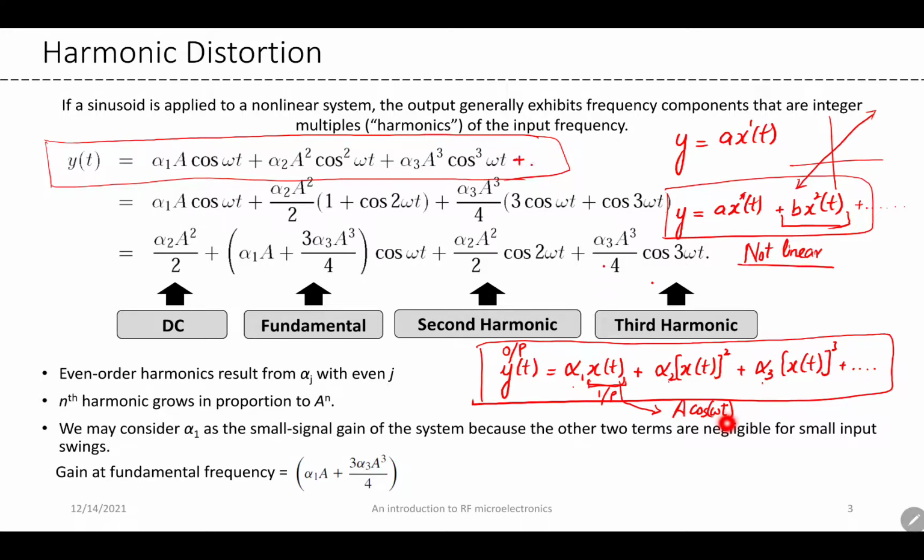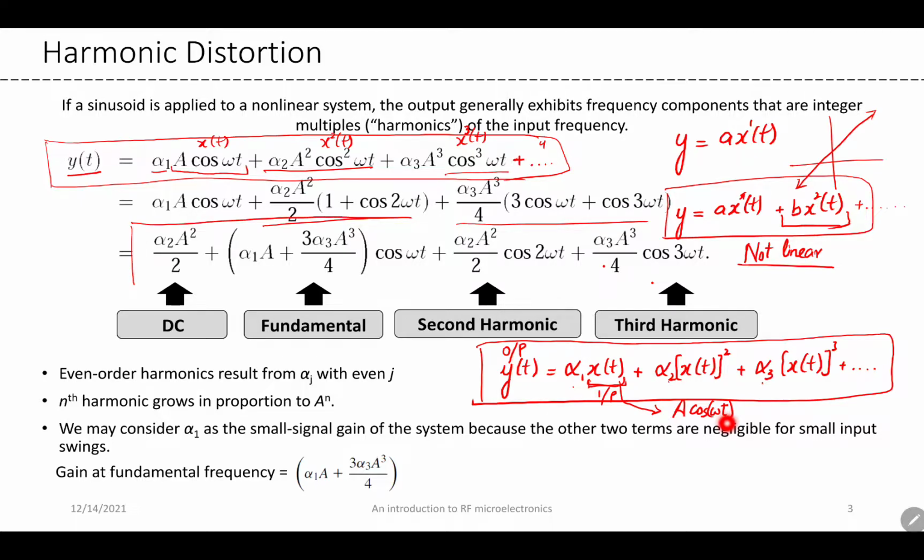And obviously there will be plus dot dot dot. But in this case, for example, we consider just up to a third order system. And so we'll have an output y of t, which is alpha 1 times x of t, plus alpha 2 times x squared of t, plus alpha 3 times x cubed of t, so on and so forth. Now if you expand these terms, the cubes and the squares and the fourths and the fifths, if you go on expanding them, you'll get something like this.